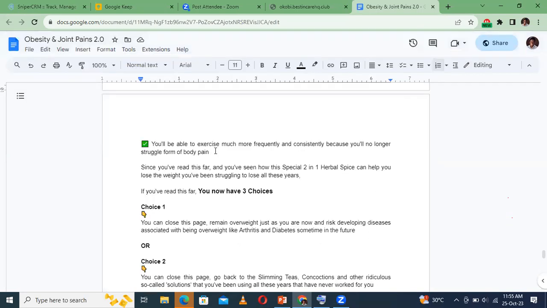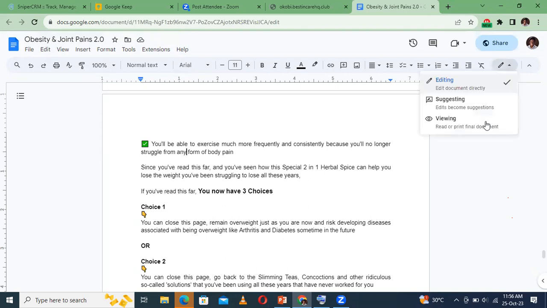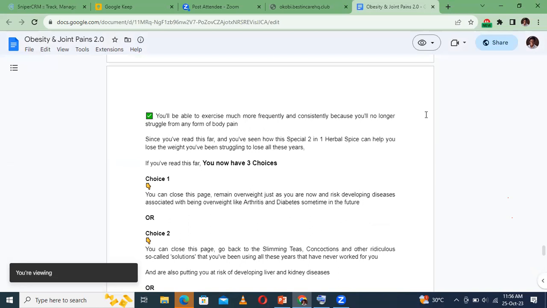You'll be able to exercise more frequently and constantly because you no longer struggle from any form of body pain. Okay, yeah, that's good enough.